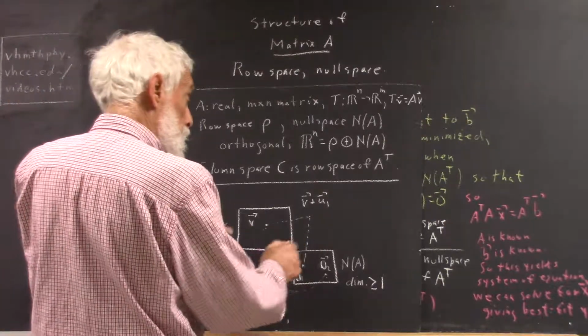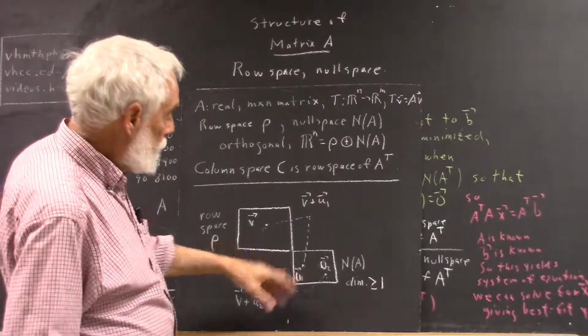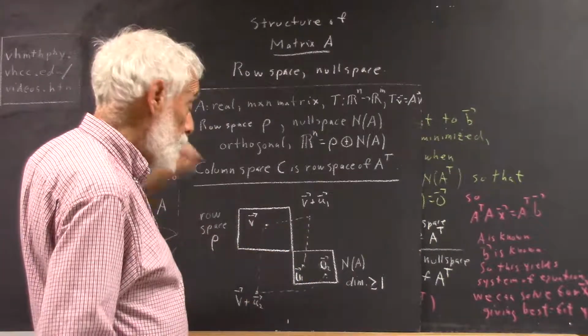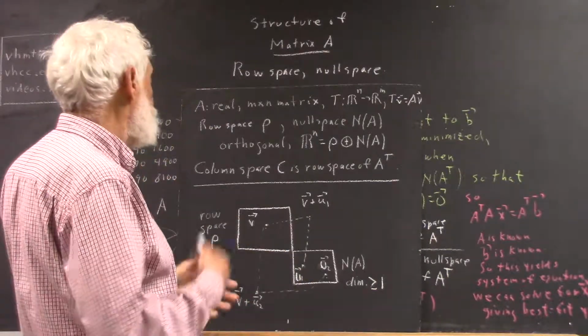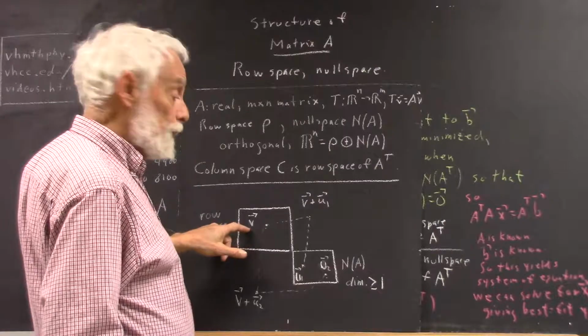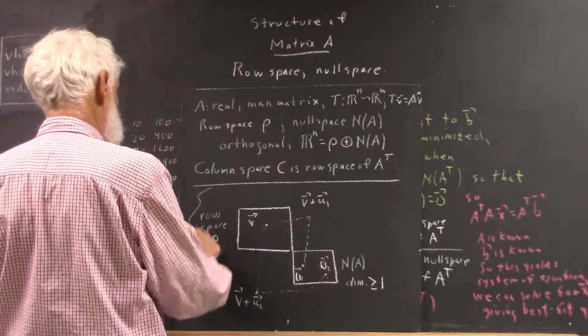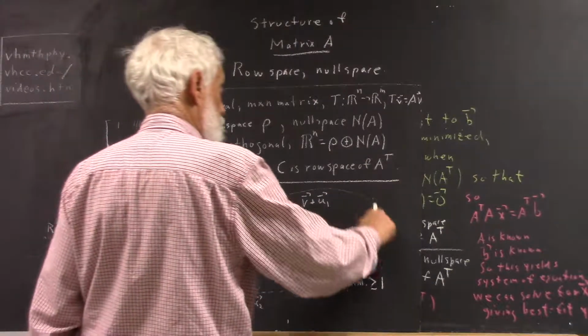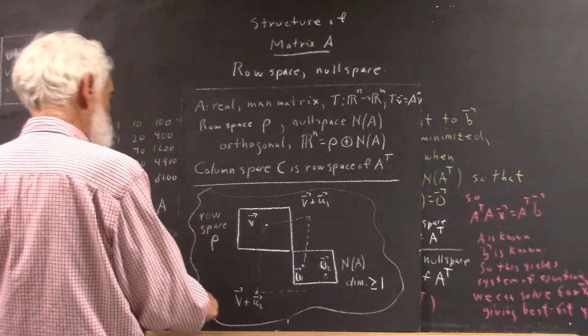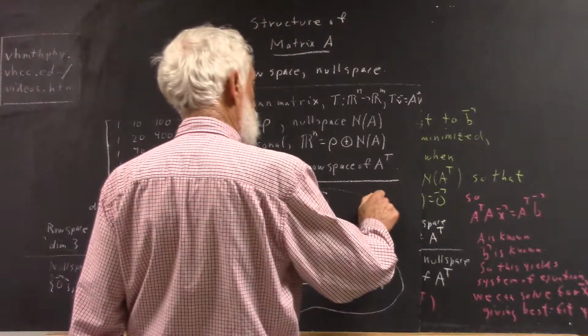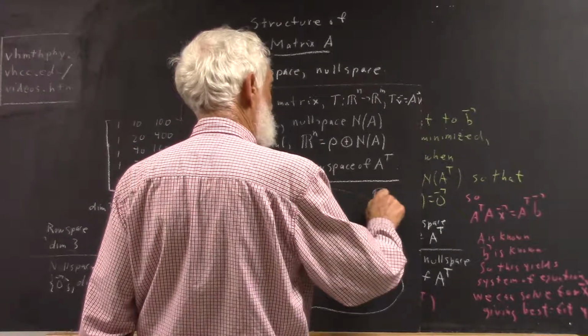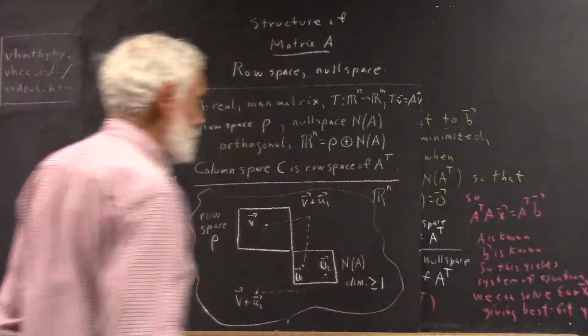Now there are a bunch of vectors in the row space, and of course there are infinitely many vectors in the null space, infinitely many vectors in the row space. So if we add all the vectors in the row space to all the vectors in the null space, we get our entire space, Rn.